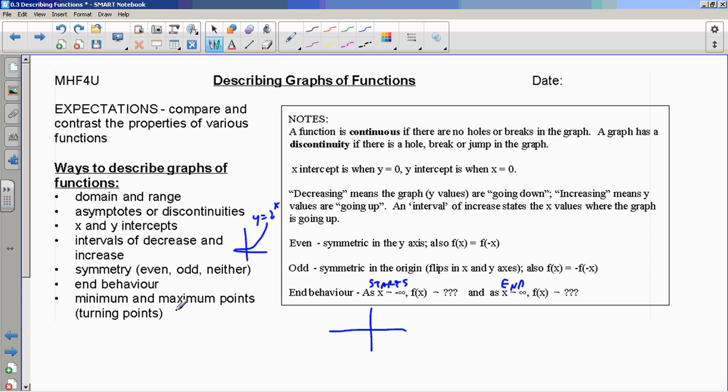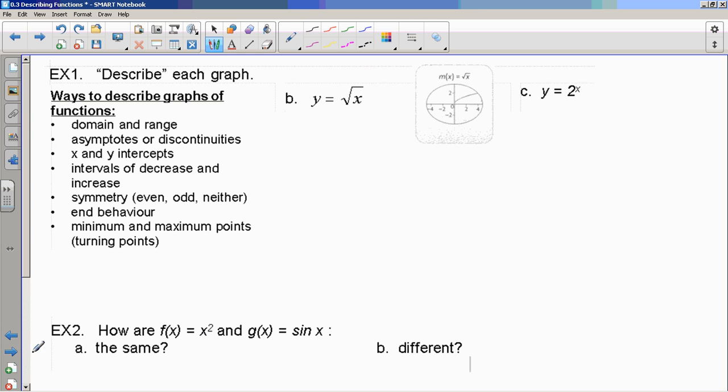Maximum and minimum points is a way that we'll describe graphs, and we'll talk about turning points, the idea of a turning point of a parabola. Well, it's got a turning point. It's got a minimum at the origin right there. That graph has a minimum. So that's what we mean by turning points, where it starts going the other way. It was decreasing, then it turns and starts increasing. And we can describe graphs in all these ways. Now, the first example, I'm not going to do all of them.